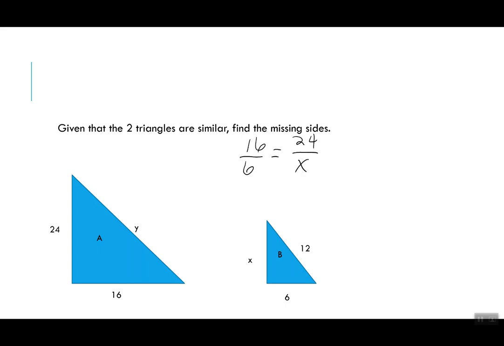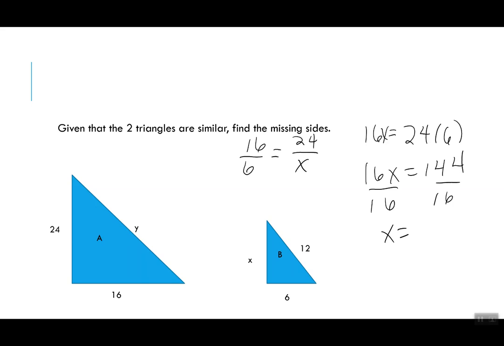It's important that you pay attention to how you set up your proportions. So because I used 16 from the first triangle in the numerator, I want to use 24 from the first triangle in the numerator as well, and then I'll put the lengths from B in the denominator for both of my fractions. Now I'm going to cross multiply: 16 times X, and that'll be 24 times 6. So I'm going to grab my calculator. 24 times 6 gives me 144. We'll divide by 16. X is equal to 9.